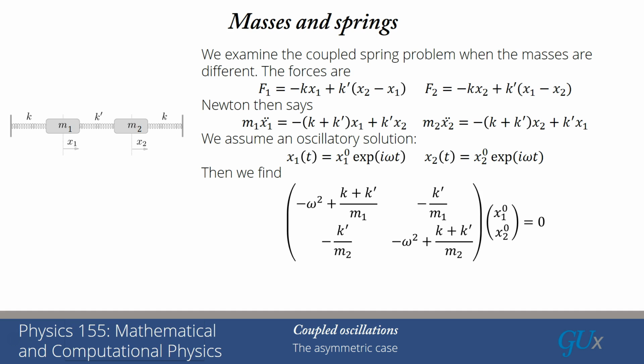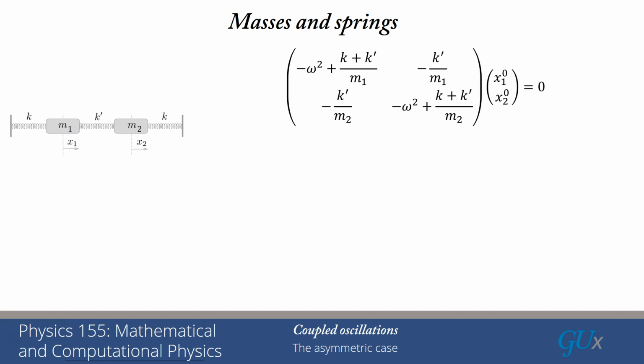The only way for this to have a non-trivial solution is if the determinant of the matrix is 0. And that's going to give us the equation that we need to solve in order to find the frequencies for these oscillatory solutions. Now I do want to point out, if you look carefully at this matrix, it is not a symmetric matrix. So all of those theorems that we have about the eigenvalues always being real and so forth may not hold for this particular matrix. Okay, so let's take a look at what that determinant is.